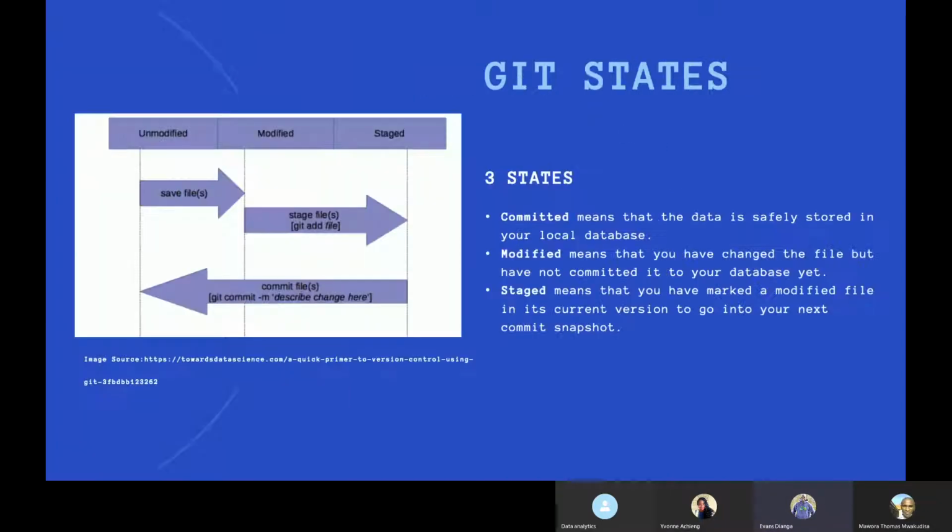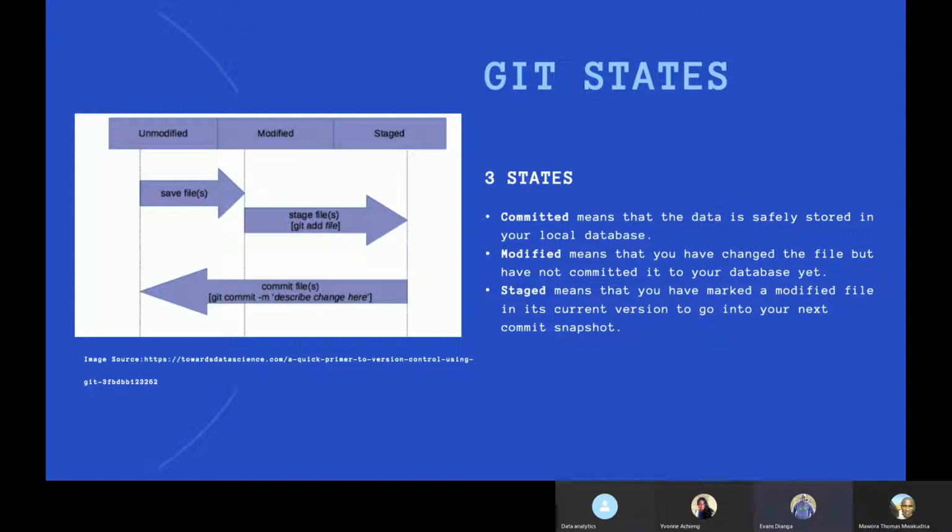So next, what are the states in Git? Any file in Git exists in 3 states. So one, it could be unmodified, modified, or staged.